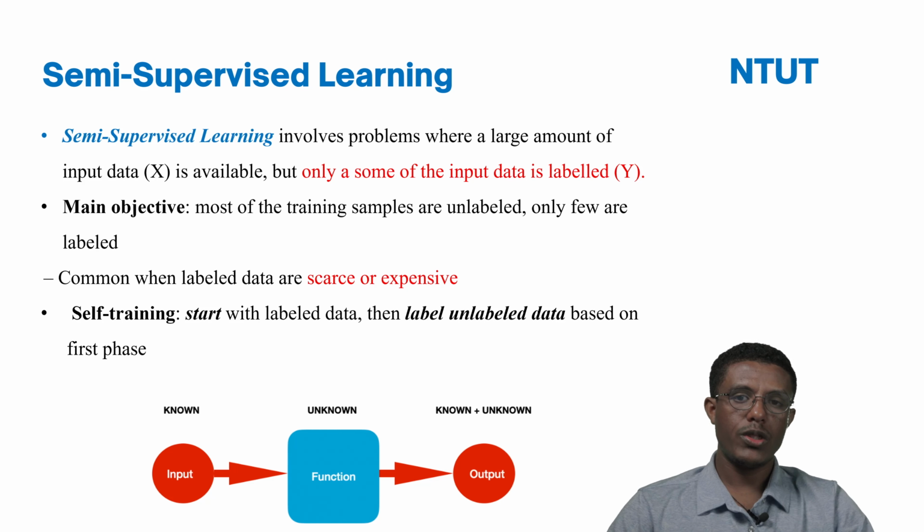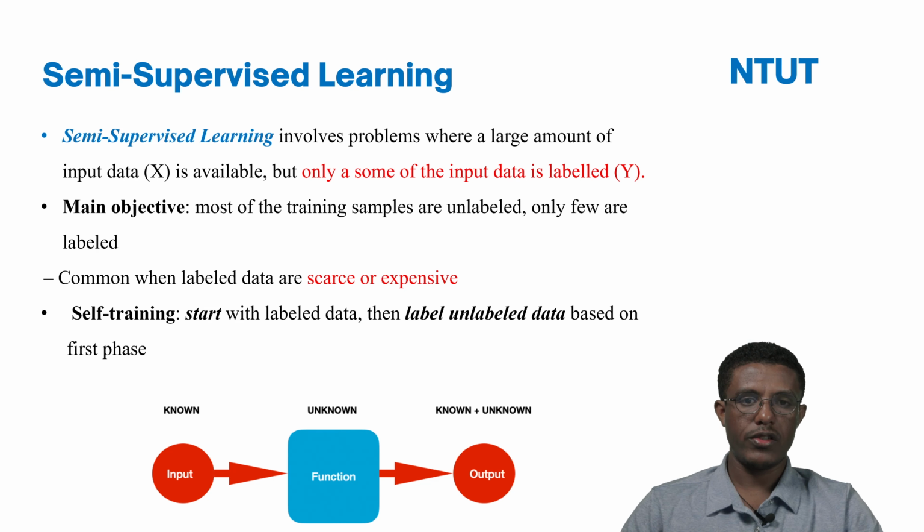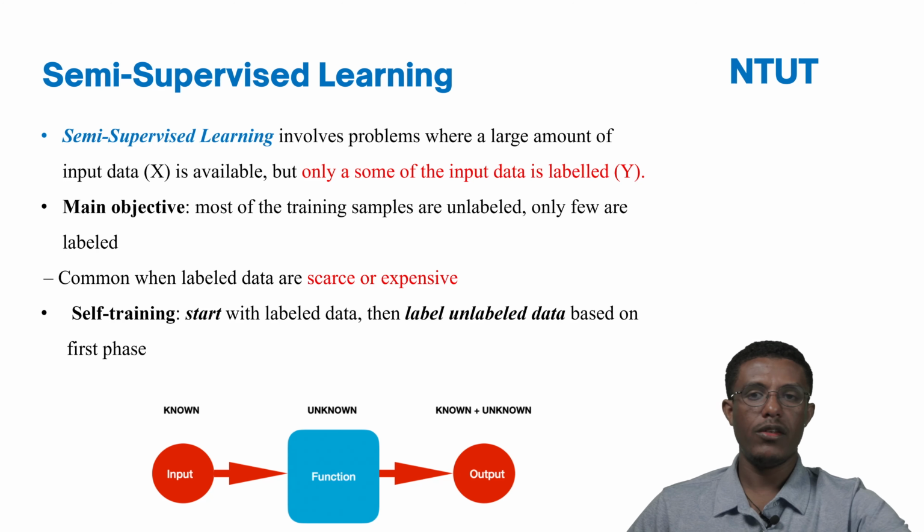So the main objective is that most of the training samples are unlabeled, and only a few are labeled. This is actually common when labeled data is scarce or expensive. In some cases, it may be very difficult to get labeled data. So we only need to label some data, and then the rest learns from that labeled data. This type of case is called semi-supervised learning.